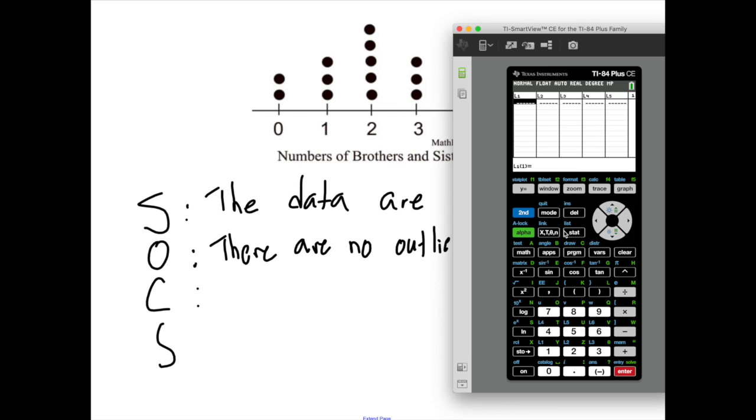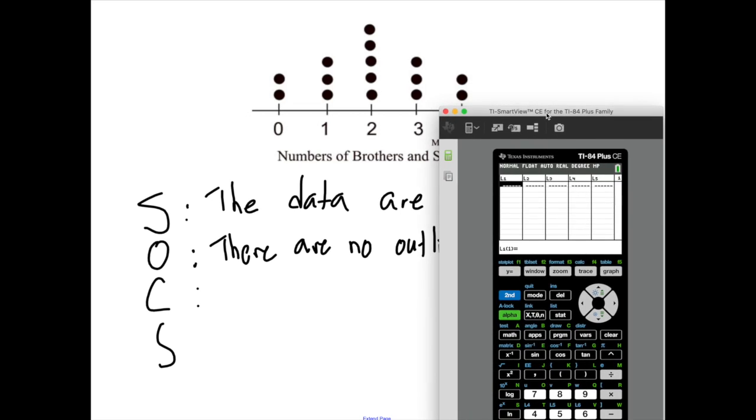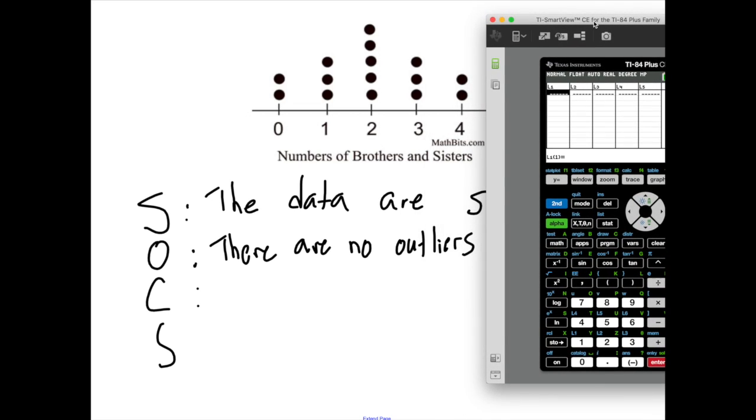If one of them went away and you don't see an L1, try hitting stat, going down to setup editor, and then hitting enter so it says done. That usually fixes a lot of those issues. So now I'm going to type in each of my numbers one after another. I've got 2 zeros. I've got 3 ones. That's what the dot plot says. I've got 5 twos. I've got 3 threes. And I've got 2 fours.